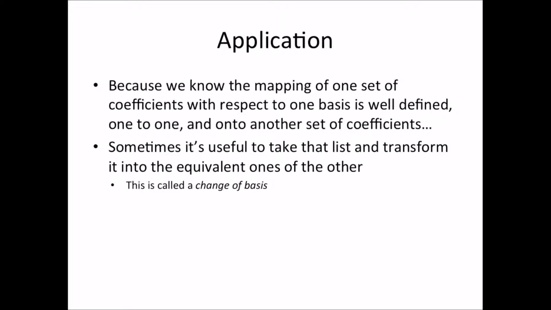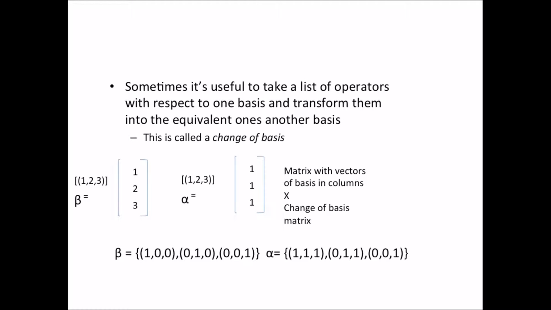Here's an application. Because we know the mapping of one set of coefficients with respect to one basis is well-defined, one-to-one, and onto another set of coefficients, sometimes it's useful to take that list and transform it into the equivalent one of the other. This is called change of basis. The basic process of change of basis is you take the matrix with vectors of the basis in columns and multiply that by the change of basis matrix. You will get the corresponding point in the other basis.